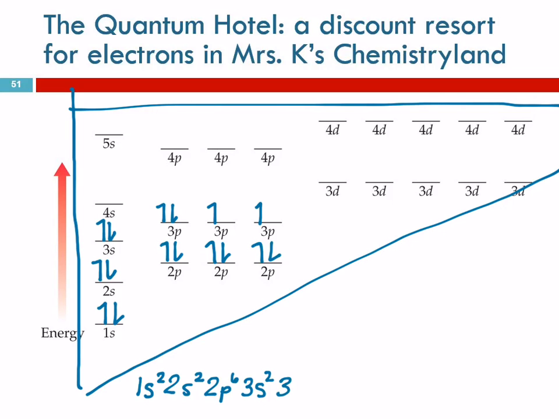How many electrons in the 3p room? There's 4 arrows, right? 1, 2, 3, 4. This is the electron configuration for 16 electrons. Which element has 16 electrons? Sulfur. This is the electron configuration for sulfur.